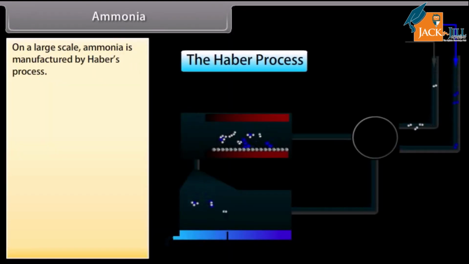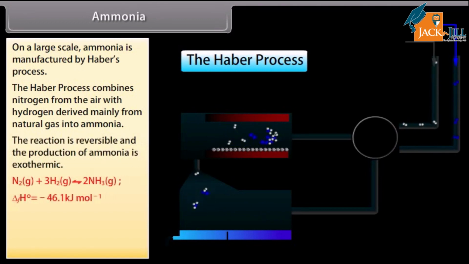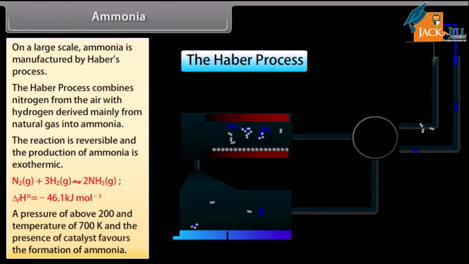On a large scale, ammonia is manufactured by Haber's process. The Haber's process combines nitrogen from the air with hydrogen derived mainly from natural gas into ammonia. The reaction is reversible and the production of ammonia is exothermic. A pressure of about 200 atmospheres, a temperature of 700 Kelvin and the presence of a catalyst favor the formation of ammonia.